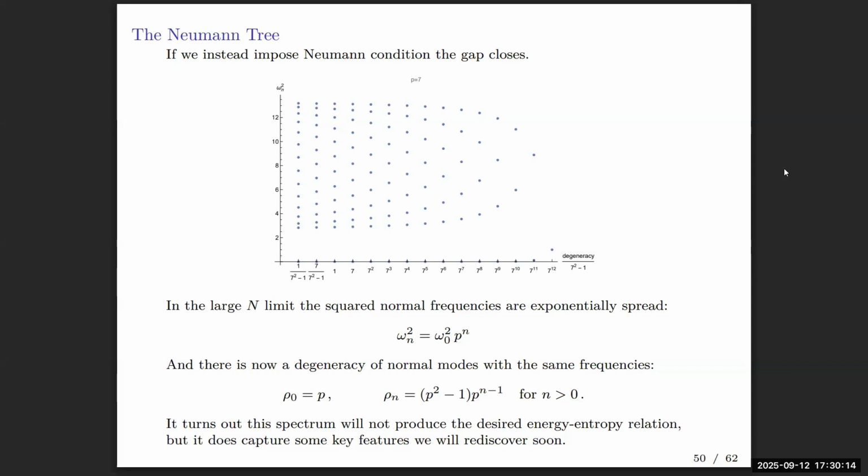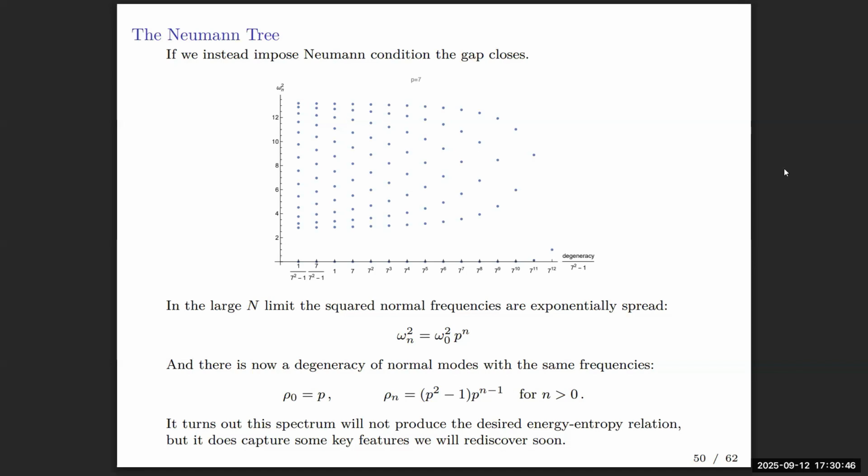And what happens when you take this infinite system size limit is that this whole top part gets pushed off to infinity. And this part here will be the one that gives you a finite set of energy oscillators. It turns out that the square of the energy, this function here, is just an exponentially growing function. So instead of the integer spectrum, we get an exponential spectrum, and an exponential spectrum with degeneracies. So the higher normal frequencies have bigger and bigger degeneracies.